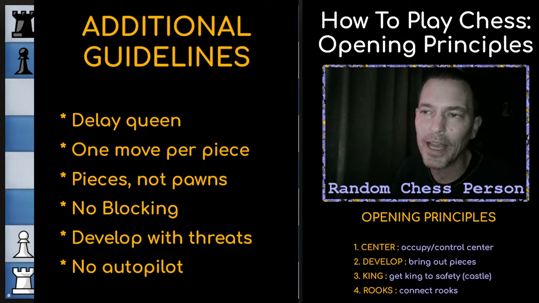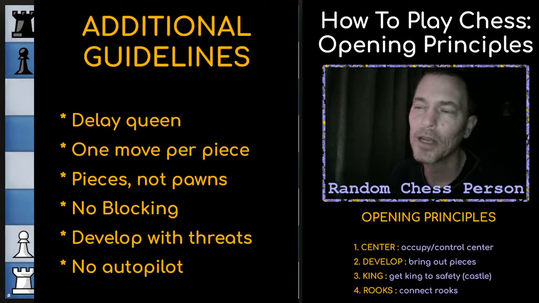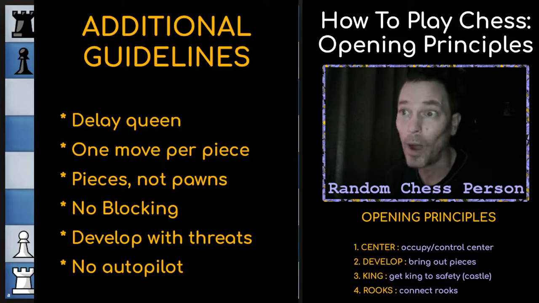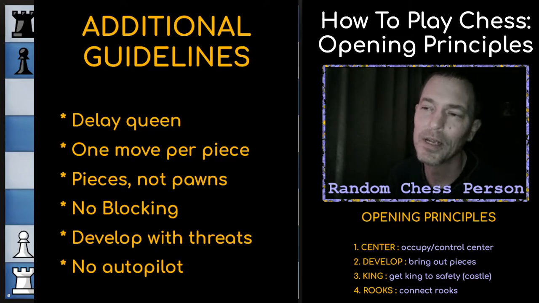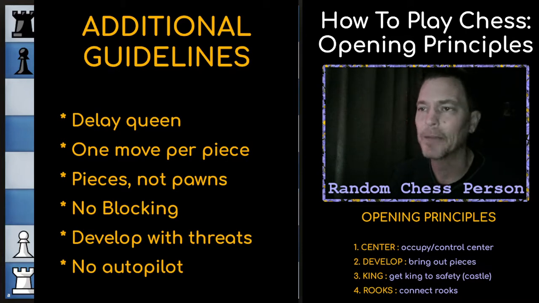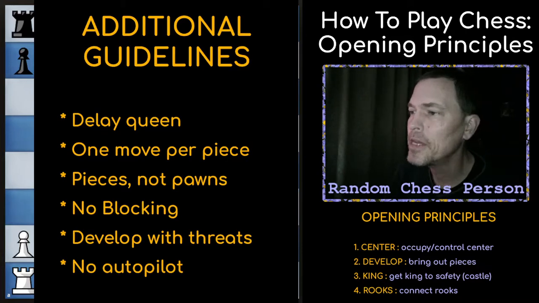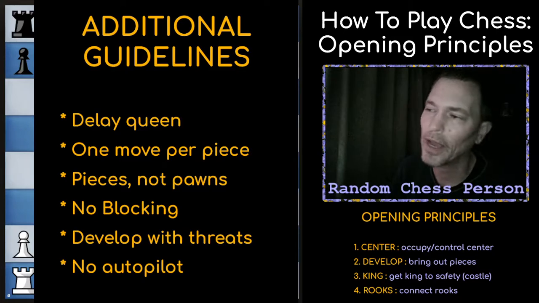One of the other additional opening principles is 1 move per piece. Again, not always the case. There are common openings in which the same piece moves multiple times. But as a general rule, you don't want to move the same piece twice, say in the first 10 moves. Move that piece out to the square where you want that piece to be. Pieces, not pawns, is a general idea.